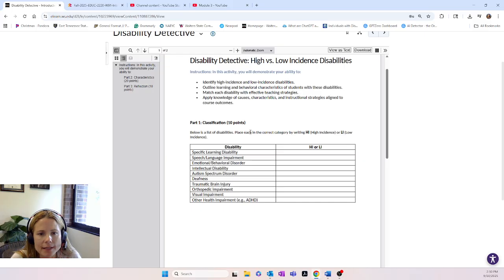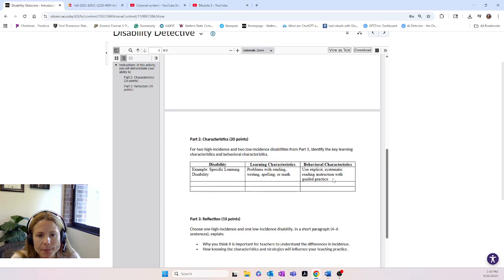Part 1 is classification. In this table, you have a list of disabilities. You're going to place each category by writing high incidence or low incidence. So you would put HI next to it in the second column if it's high incidence, or LI if it's a low incidence disability.